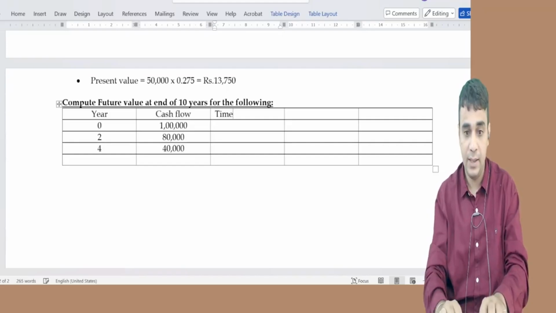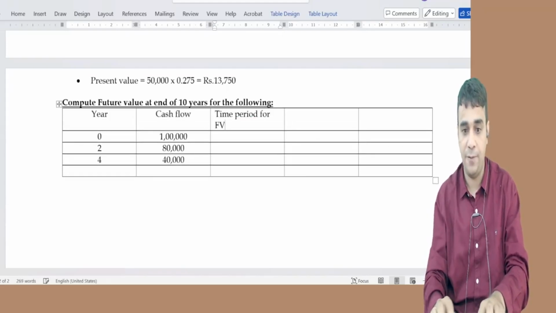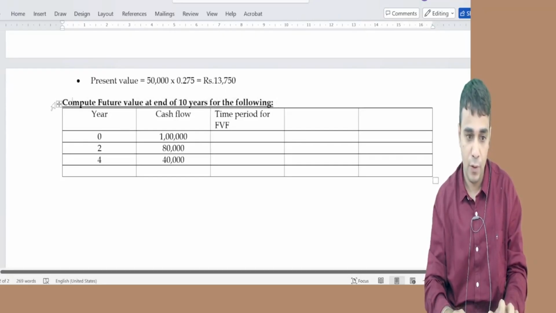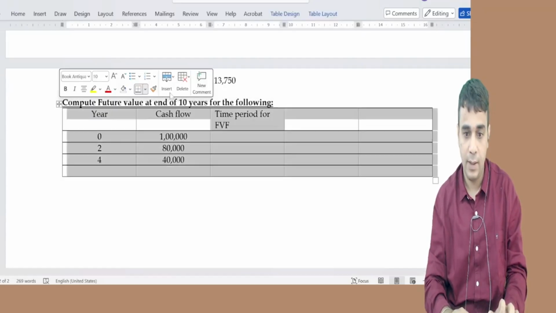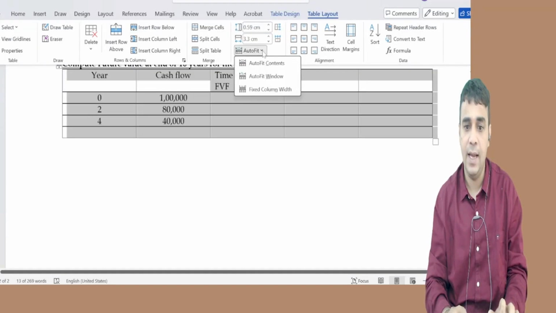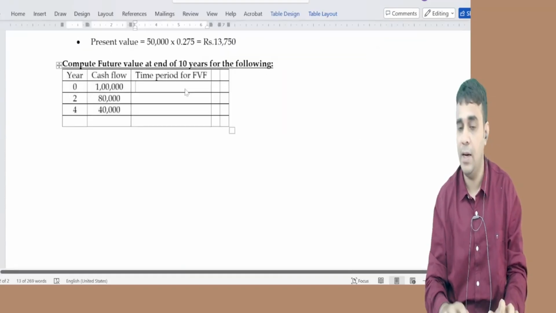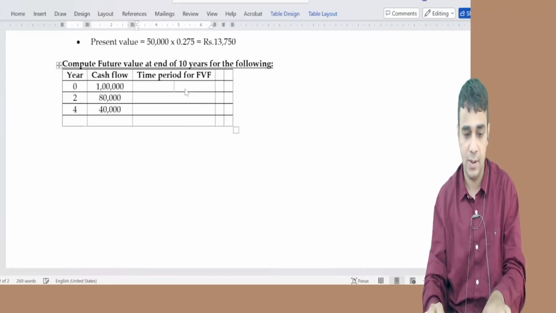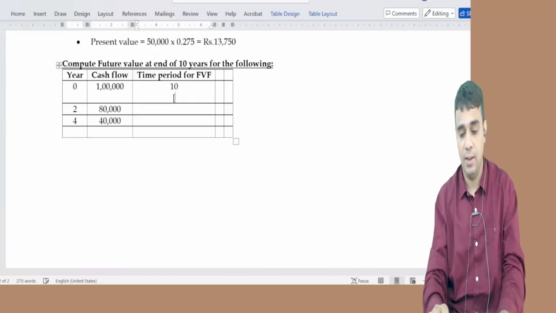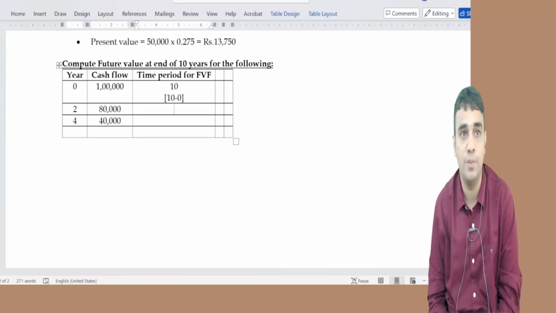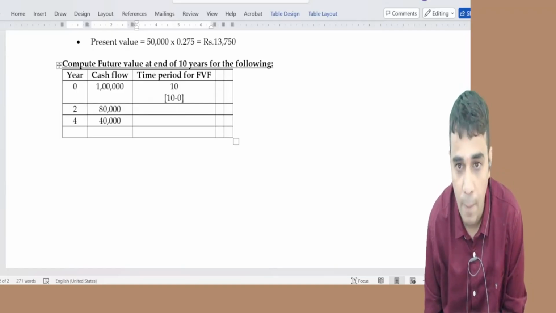Next. Time period for future value factor. What is the time period? It is taking it to the future time period. How many years will I take? Year 0 to which year do I have to go? Right, time period is 10 years. 10 minus 0. 10 years compounding you have to do.